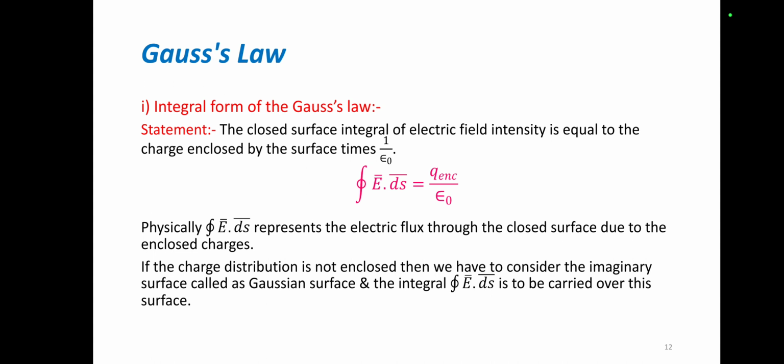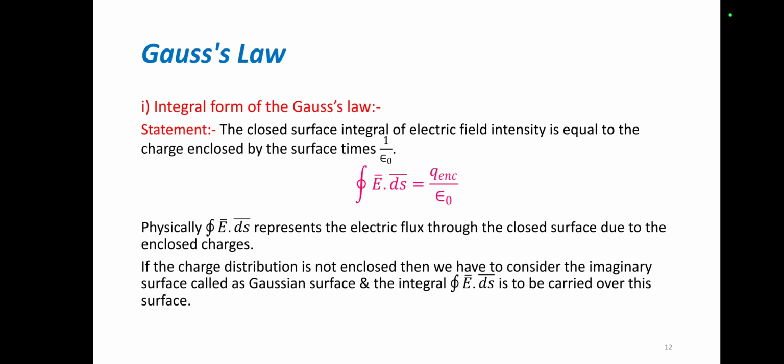Here is the basic and integral form of the Gauss law, which we have already discussed. Integral form of the Gauss law means the statement: the closed surface integral of electric field intensity is equal to the charge enclosed by the surface times 1 upon epsilon naught. So closed surface integral E bar dot ds bar is equal to q enclosed upon epsilon naught.